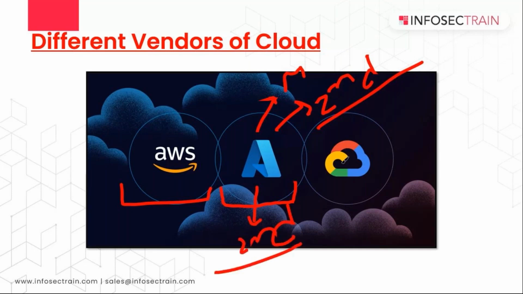Again, as I told you, Azure is by Microsoft. And the third we have in place is GCP, which stands for Google Cloud Platform, and it is from Google. It's third in capturing the market. So the first is AWS, with 60% of the market still captured by it, the second is Azure, and the third is GCP.